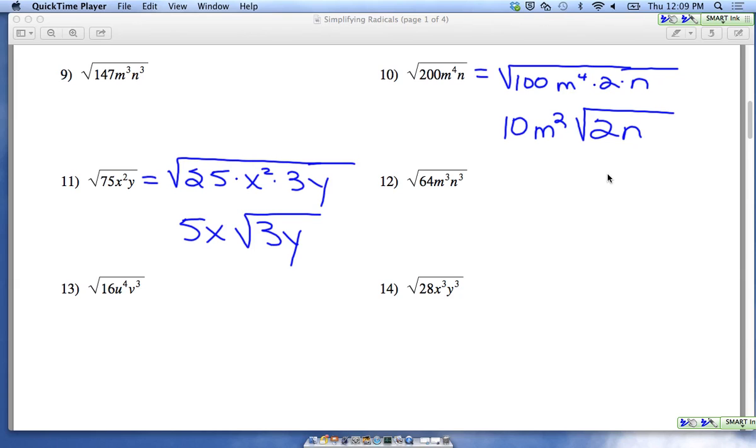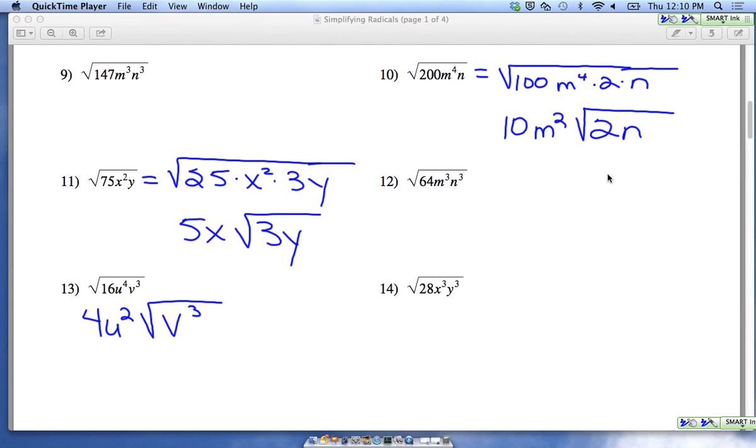Let's just look at number 13 quickly. 16 is a perfect square. U to the fourth is a perfect square. The only problem is v cubed. So the square root of 16 is 4. The square root of u to the fourth is u squared, leaving you with v cubed.